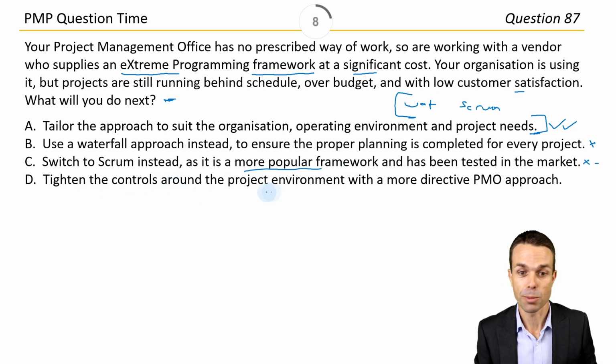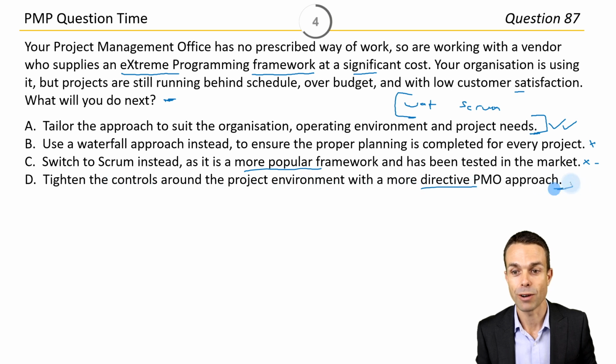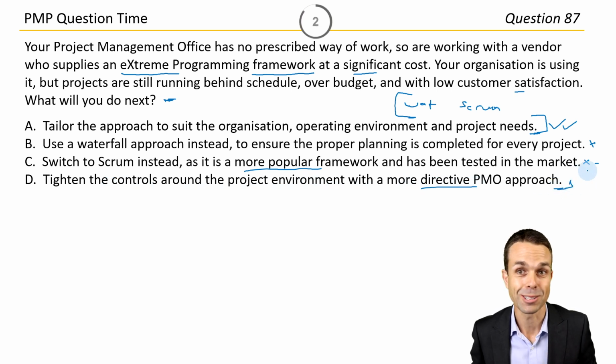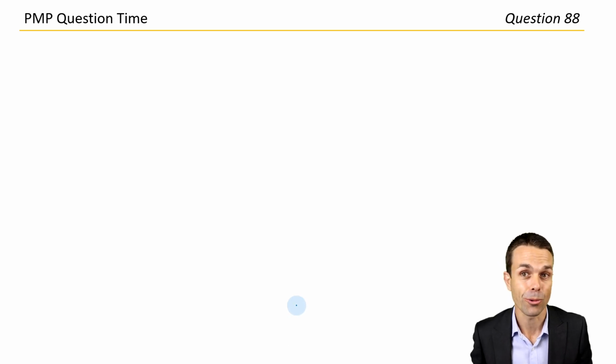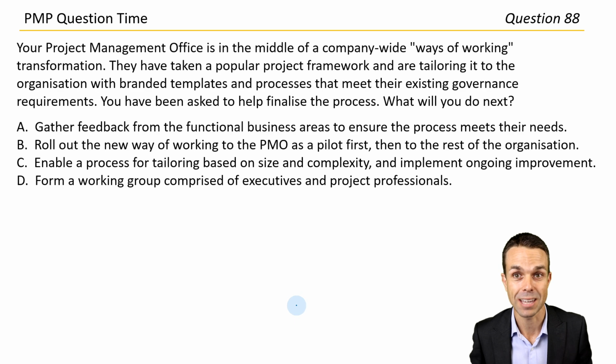Tighten the controls around the project environment with a more directive PMO approach. I think for our purposes, we really want to tailor it. Let's go with answer A. Projects operate in complex environments that need to balance competing demands. Tailoring is performed to better suit the organization, operating environment, and project needs. Page 132 under Tailoring Overview in the PMBOK Guide, 7th edition. Wonderful stuff. All right, only 3 to go. You're doing great. Let's keep going.